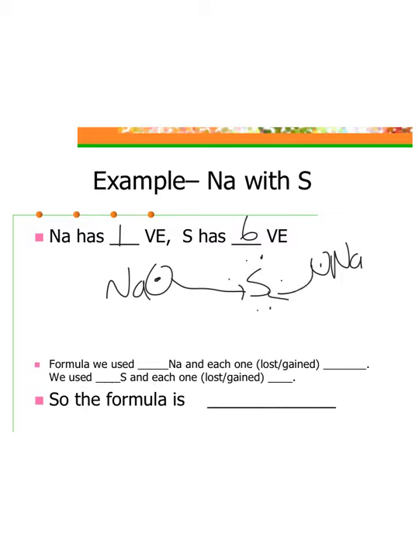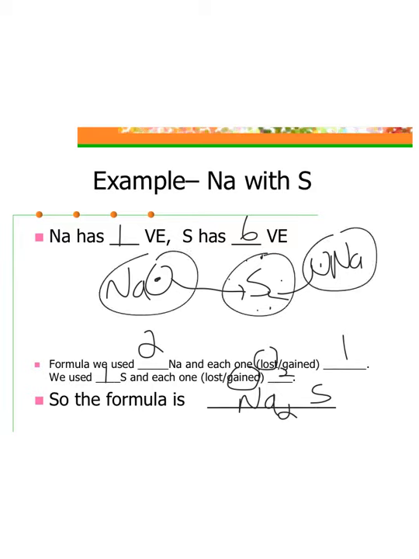And we push that over. So when we write our formula, we use 2 Na. Each one lost 1, and we use 1 sulfur, and it gained 2. So the first thing I'm going to write is how many Na's and how many S's I use. So there are 2 sodiums and 1 sulfur. So my first part of my formula is Na2S.